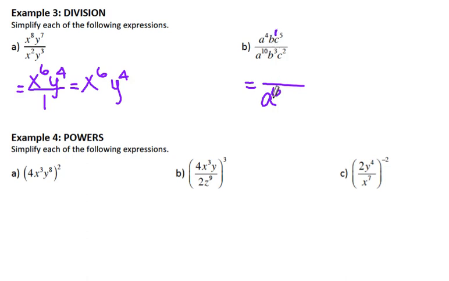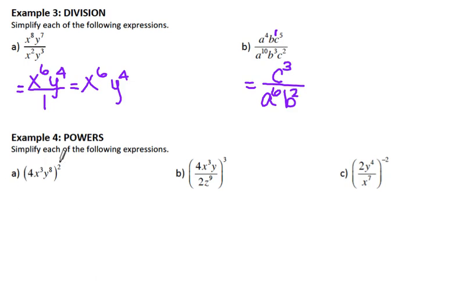So again, I have more b's in the denominator than I have in the numerator, so that means my b is going to stay in the denominator. I'm going to go ahead and subtract my exponents. So 3 minus 1 is 2. So I'm left with b squared in the denominator. For my c's, I have more c's in my numerator, so c's on top. Subtract my exponents, I have c to the 5th over c squared, and that's going to be c cubed. So there's your final answer for B.